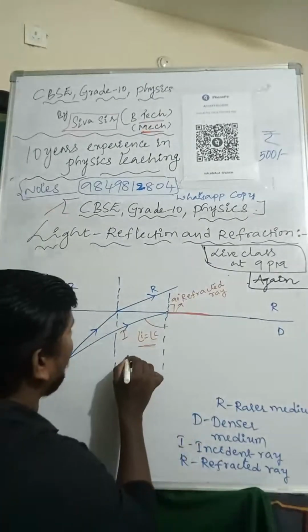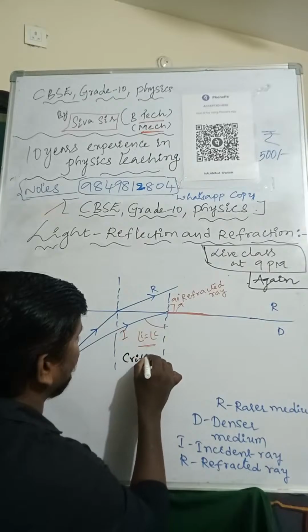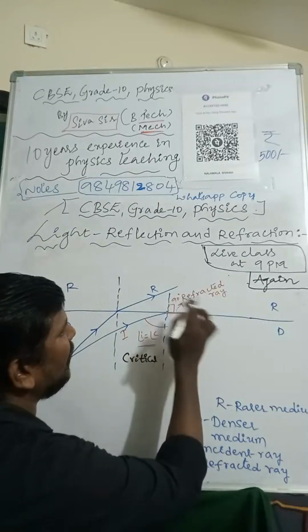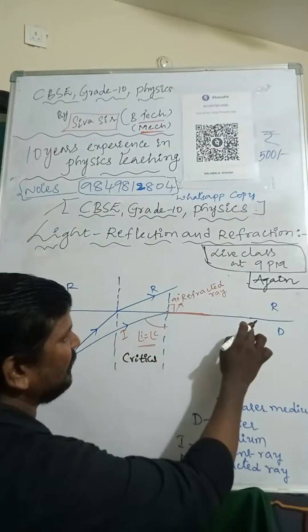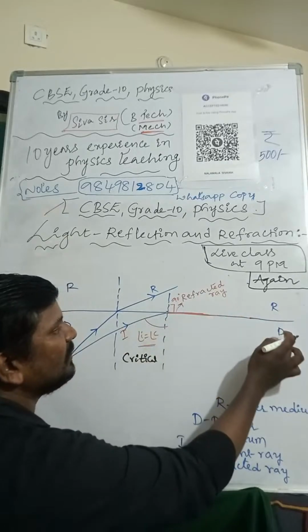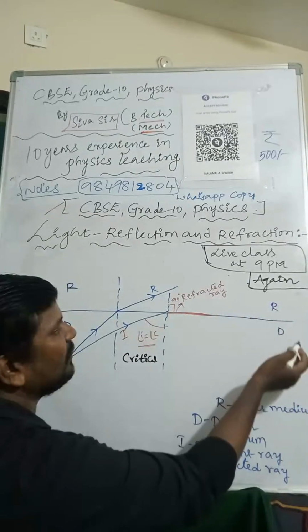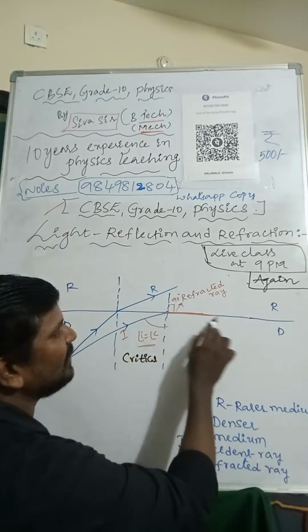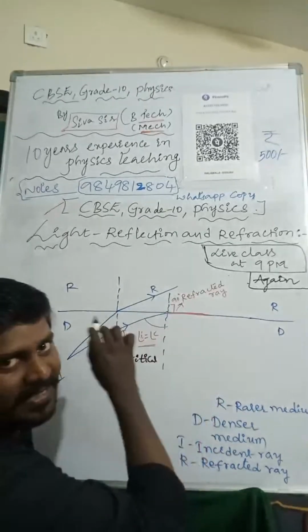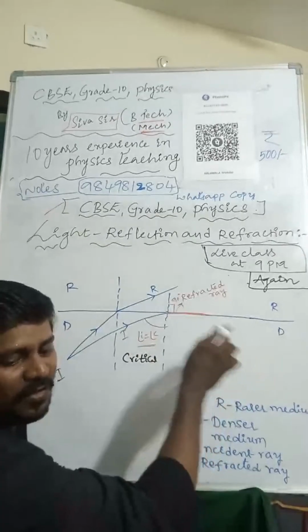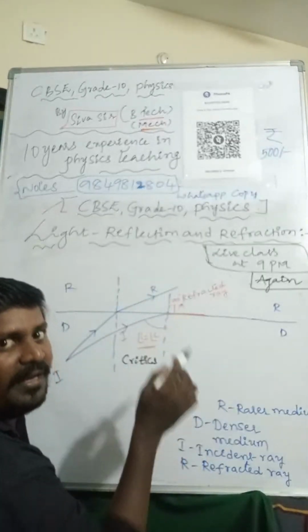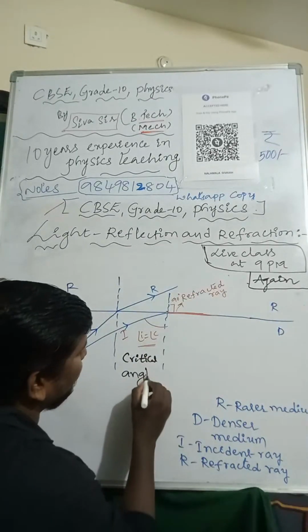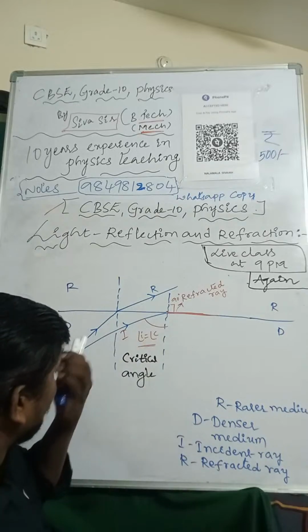If the light ray is moving from denser to rarer, the refracted ray makes 90 degrees with the normal, or the refracted ray grazes along the surface, along the interface between the denser and rarer media. So it passes along the surface, and it makes 90 degrees with the normal line.